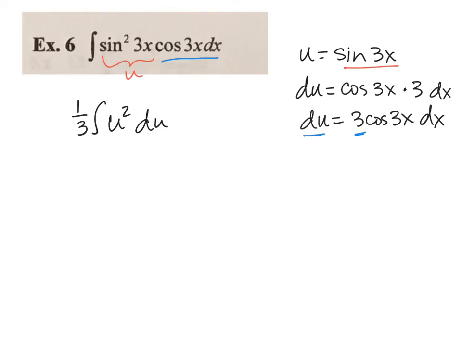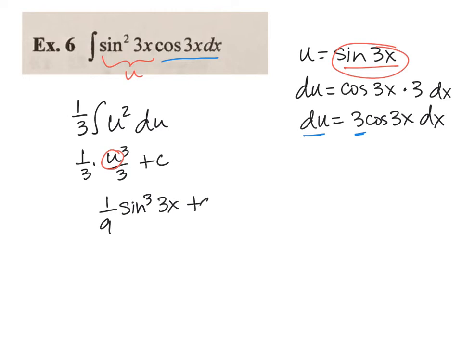Let's find the antiderivative of u squared. So this would be 1/3 times u to the third all over 3 plus c. And then the last thing we need to do is just go back and replace this u with sine 3x. So our final answer will be 1/3, or I guess we can simplify. We can multiply those denominators. So we would have 1/9 sine cubed 3x plus c.